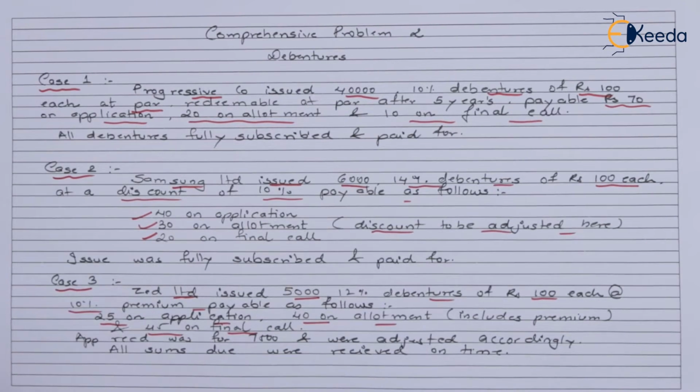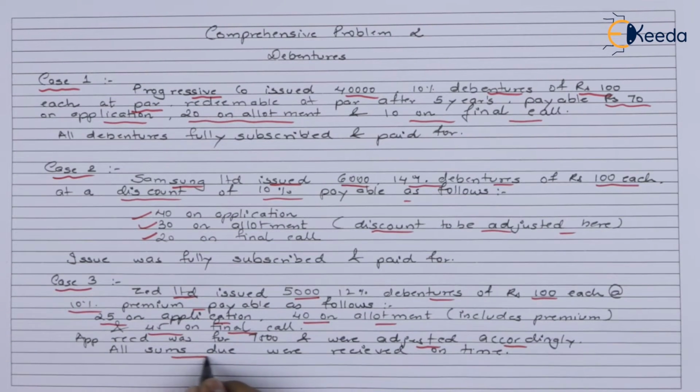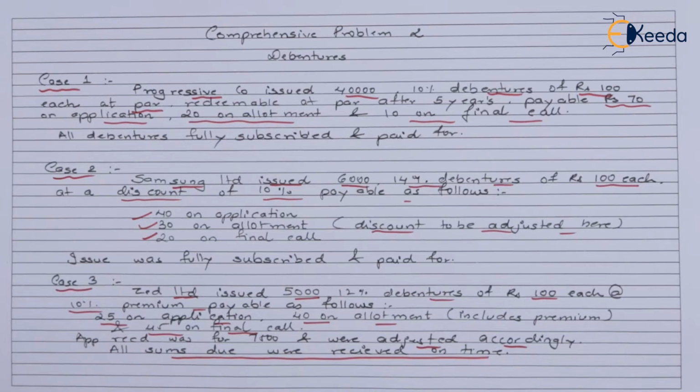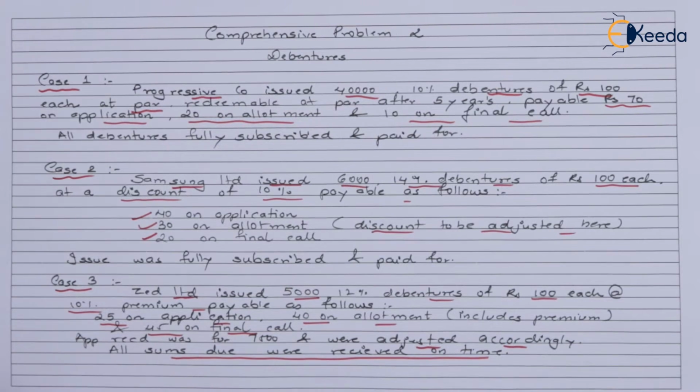Applications received were for 7,500 debentures and they were adjusted on a pro rata basis. That means an additional 2,500 was taken into consideration and pro rata allotment was provided. That means 7,500 applicants were given 5,000 allotment here. Now, all sums that were due were received on time. These are the three cases that we have to discuss further.